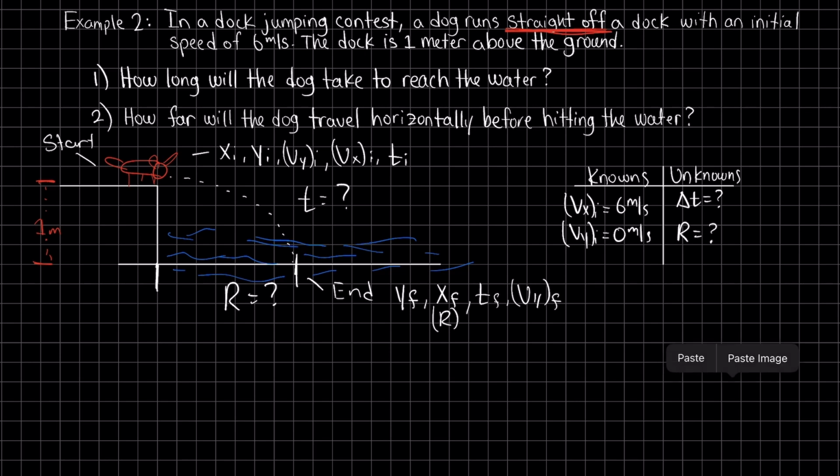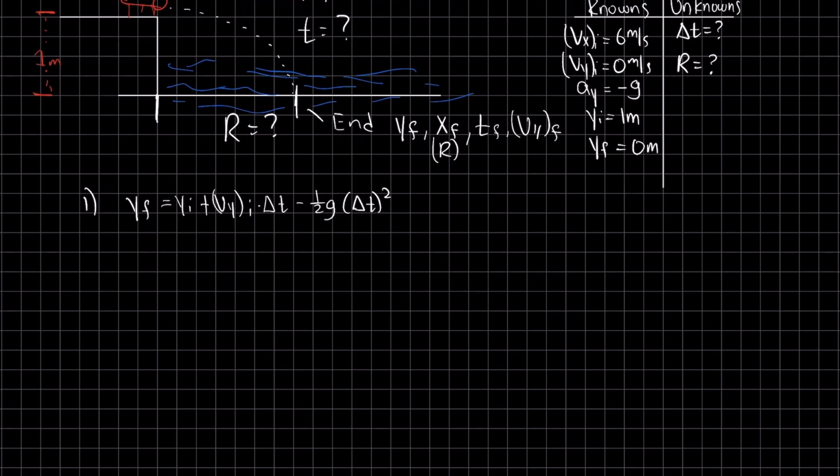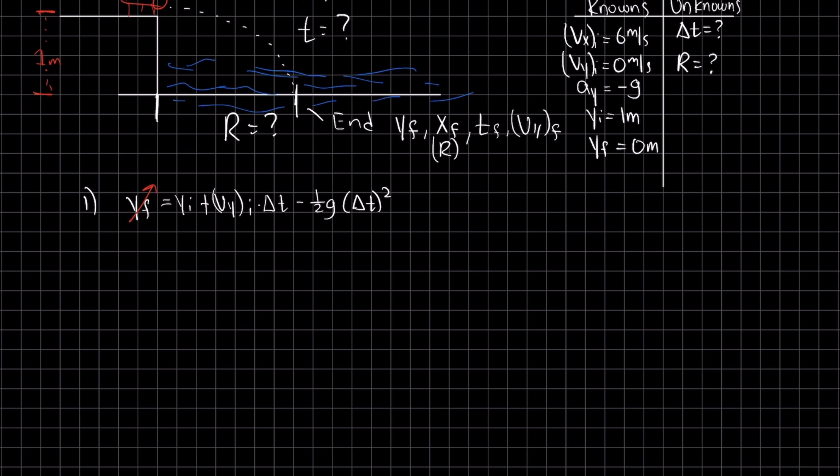Since this dog is falling in the air, its vertical motion is experiencing free fall. So the vertical acceleration of the dog is negative g. I know that initially the dog is 1 meter above the water. And when it reaches the water, the final position is 0 meters. So to get the time of flight, I'm going to use this equation. Luckily for me, I know that the final vertical position is 0 and that the initial velocity is 0, which is going to cancel out this entire term. As a result, this is what my equation will look like.